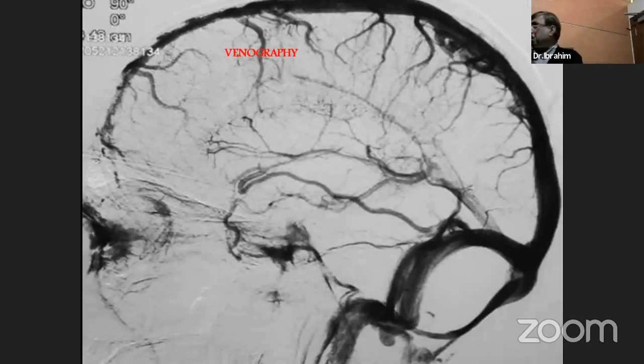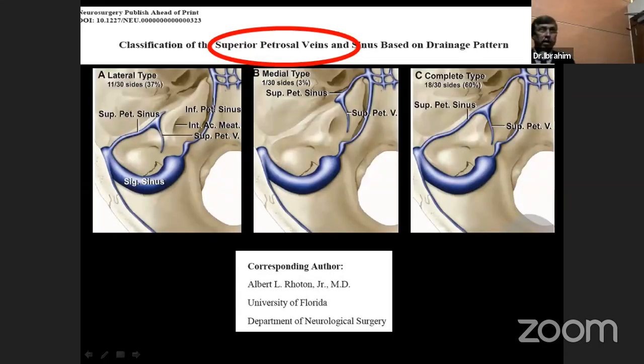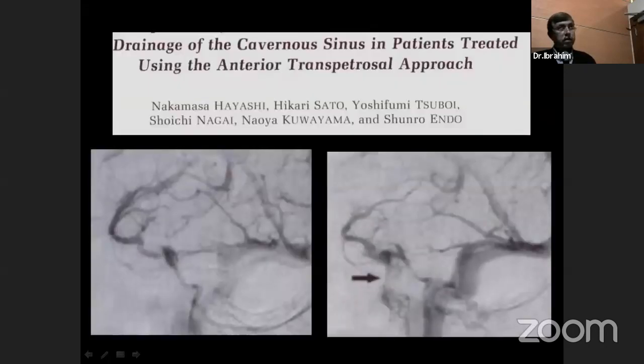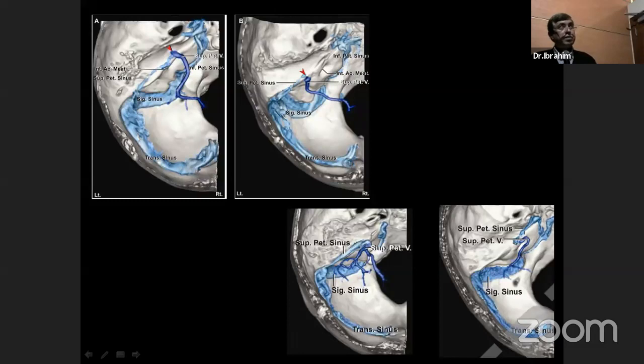Venous system, oh, it's nothing. Veins, we cut them, it's not important, and the patient will die. Papers like this, like from Albert Rhoton, describing the relationship of the superior petrosal vein with the sinus, important. And this paper from Japan also. So many papers describing the venous anatomy that people do not know. People would sit for the exam, Jordanian board, Egyptian board, Pakistani board, nobody would ask them about the venous system. They don't care.